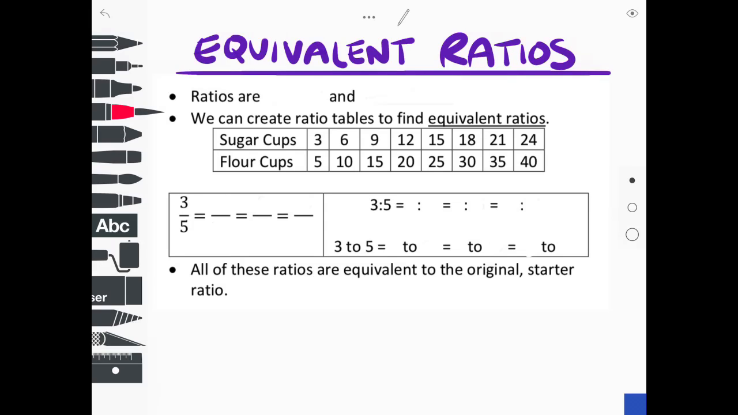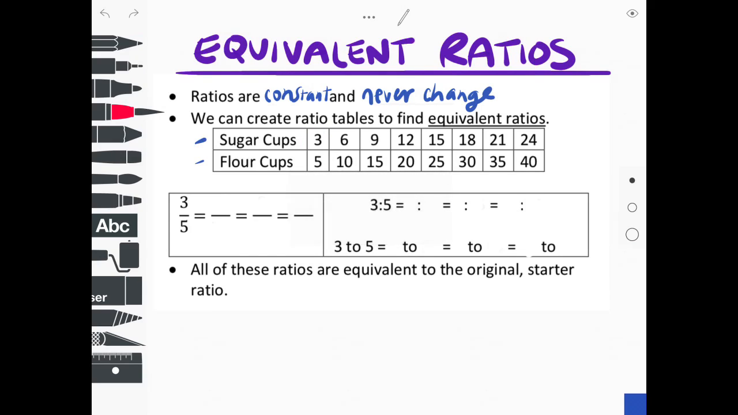Today we are diving into equivalent ratios. So the first thing to remember that we've talked about this whole time is ratios are constant and never change. And we saw that earlier with the ratio tables, how you were adding the same amount of sugar or the same amount of flour each time. So our ratio table showed us that the ratio of sugar to flour was 3 to 5.